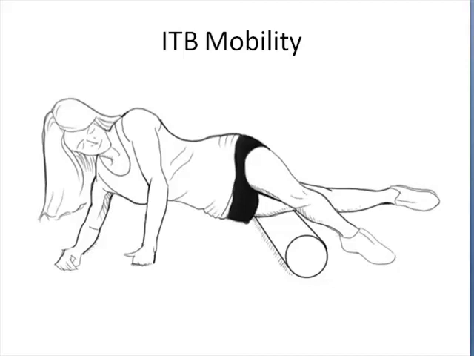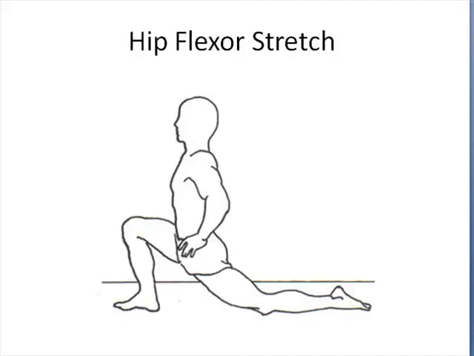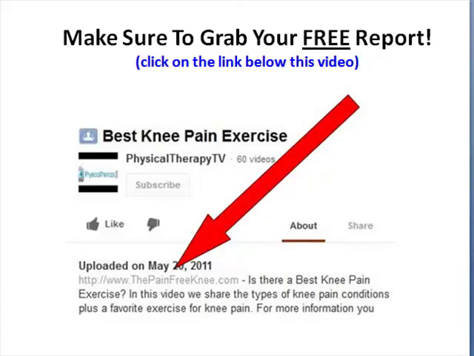Last exercise is a hip flexor stretch or a runner stretch. You can do this in a lunge position such as this, or just a standing runner stretch where you lean against a wall, extend your one leg back, have the front leg bent, and then you should just feel a nice good stretch in the front of your hip. Those are just some basic exercises that you can do for knee pain.